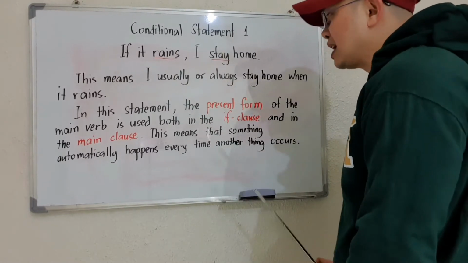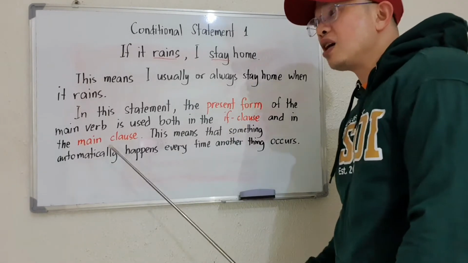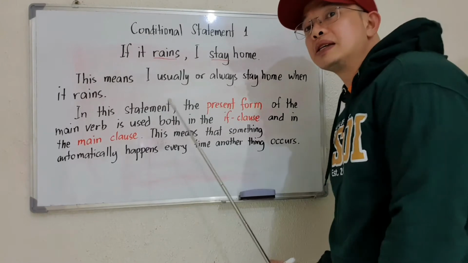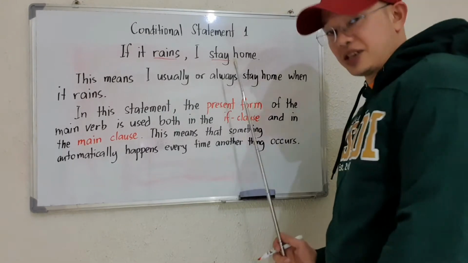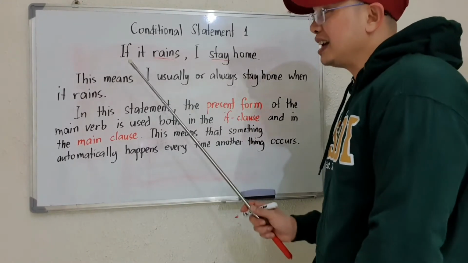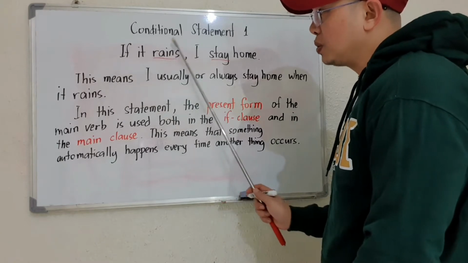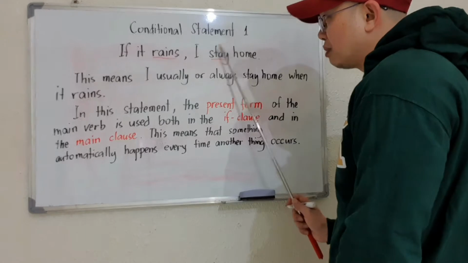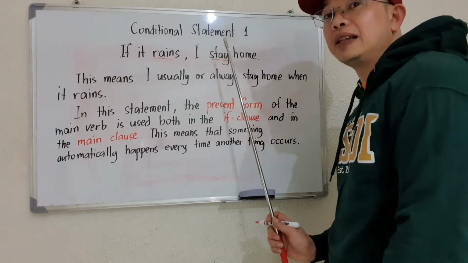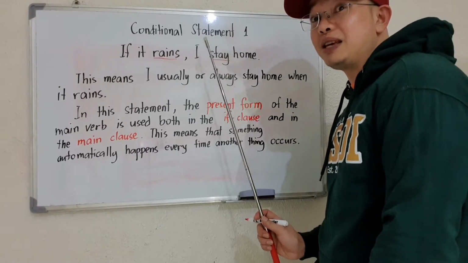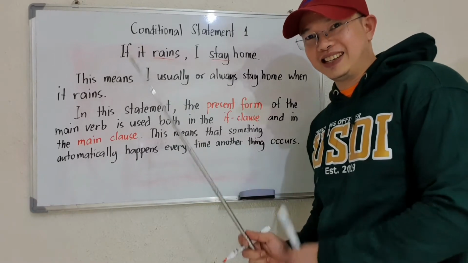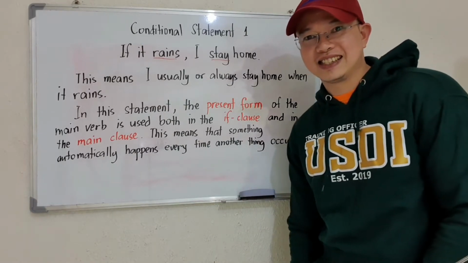This means that something automatically happens every time another thing occurs. Again, in this statement, we use the present form rains and then the present form also, stay, in the main clause. This means that I always stay home when it rains. Is it clear?